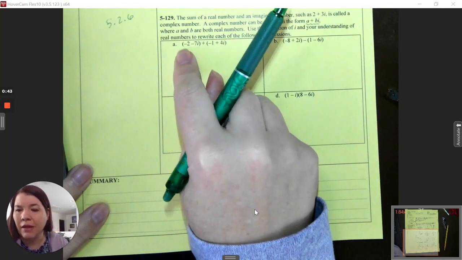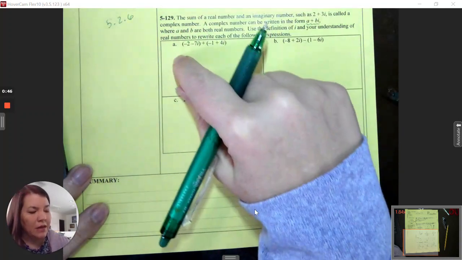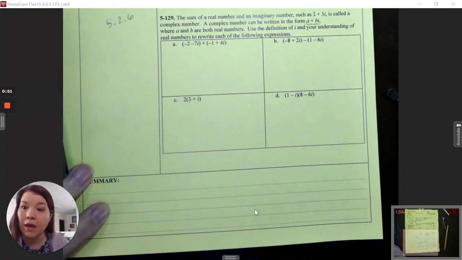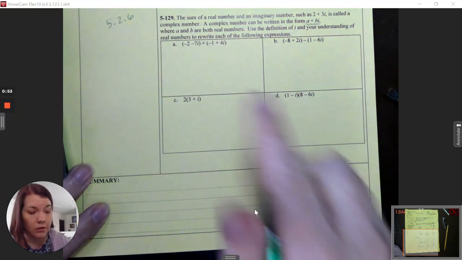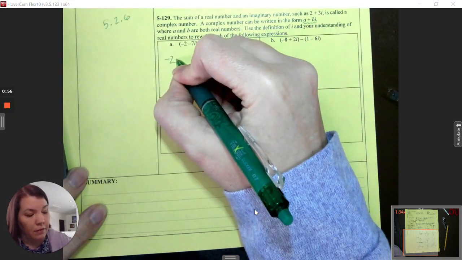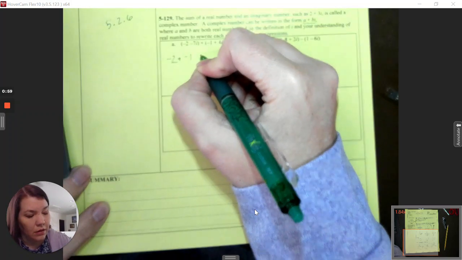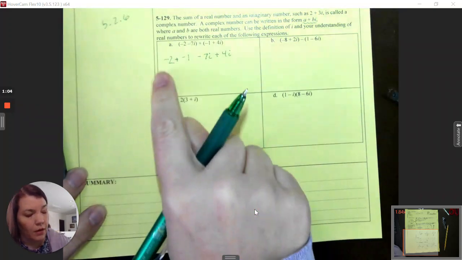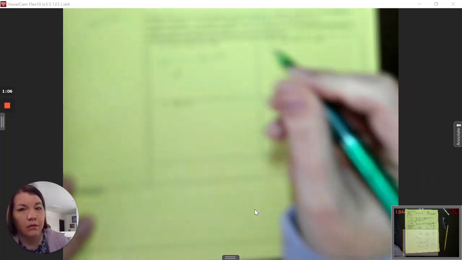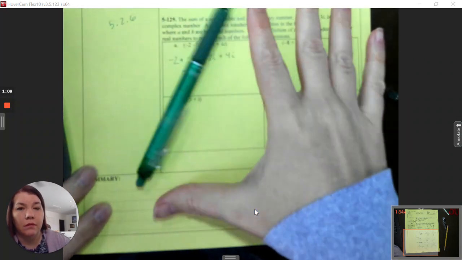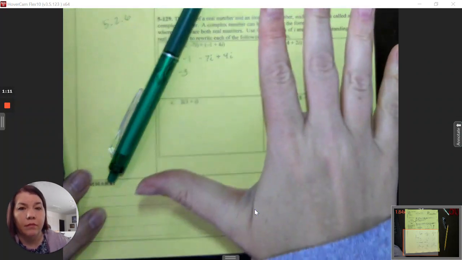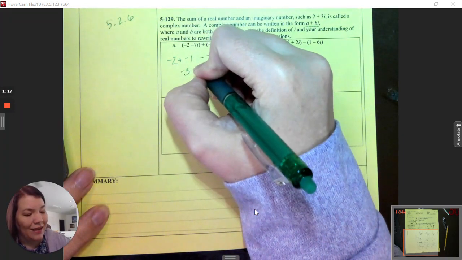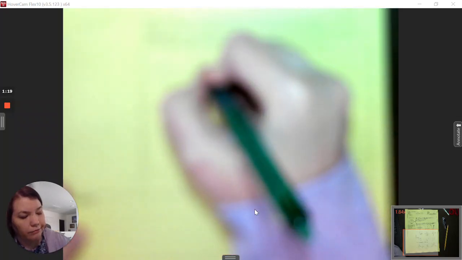So I'm going to just combine like terms. Let's actually do that one. It's pretty fine. The plus isn't going to change anything. So I'm just going to combine like terms. My like terms are my real parts and my imaginary parts. So -2 plus -1, and -7i plus 4i. So -2 plus -1 is -3. Okay, and then -7i plus 4i is -3i. And there's my answer.